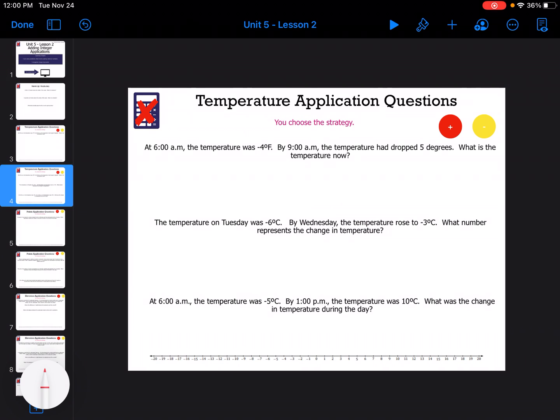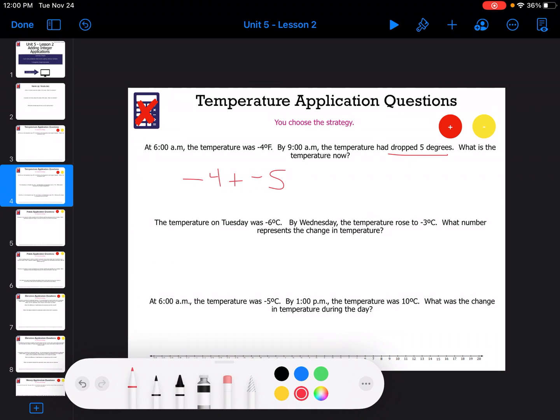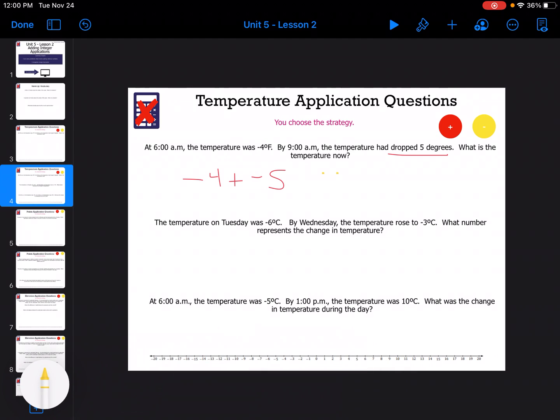So now I want you to try these problems, and you want to choose your own strategy, or have some kind of strategy that you're using. At 6 a.m. the temperature was negative 4 and then the temperature dropped 5 degrees. So that's plus a negative 5. I can do my chips if I want to. I have yellow, so that's 1, 2, 3, 4, 1, 2, 3, 4, 5. So I have a total of 9 negative chips. But it's a unit of measure, so negative 9 degrees Fahrenheit.